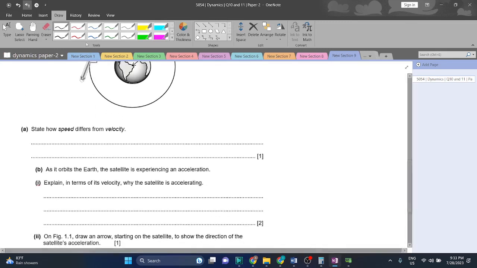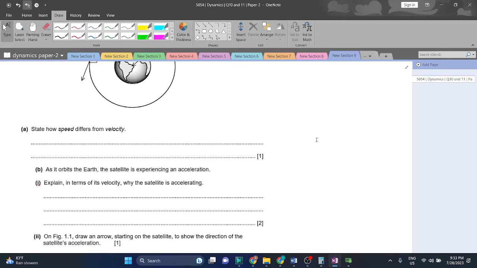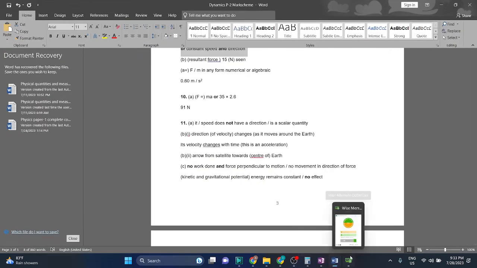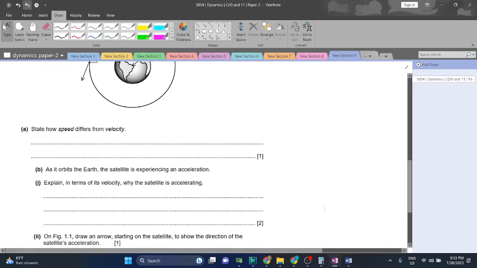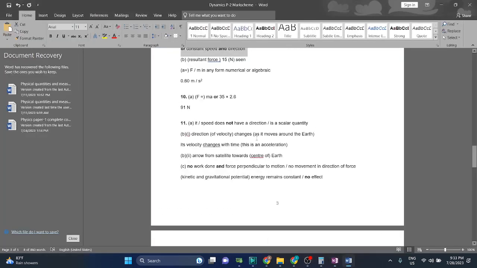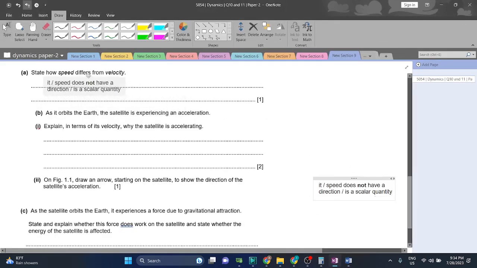State how the speed differs from velocity. One is a vector, one is a scalar. Scalar quantity or vector quantity, where the main difference is that the vector quantity has some sort of direction, while the scalar quantity doesn't. So let's see this. Speed does not have any direction, yes. So this will be the answer.